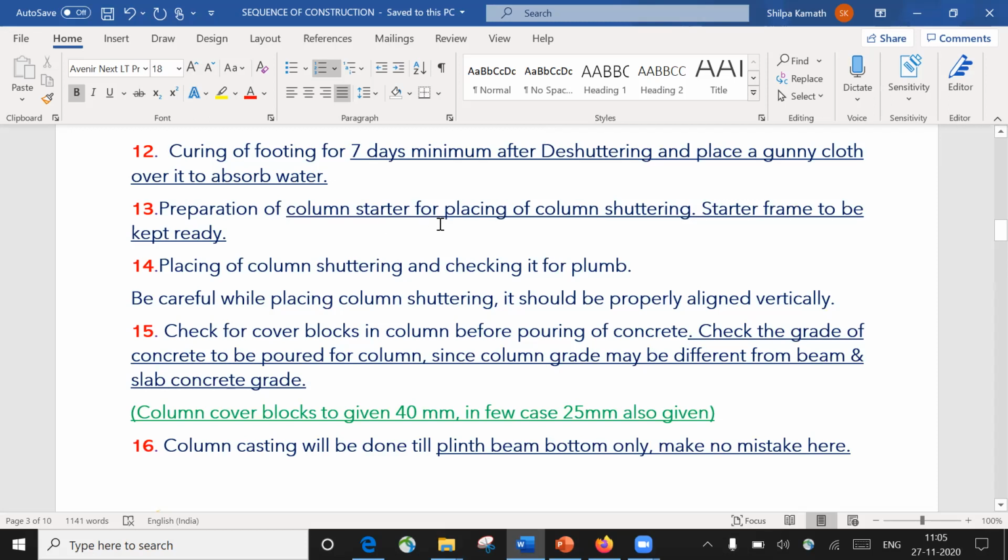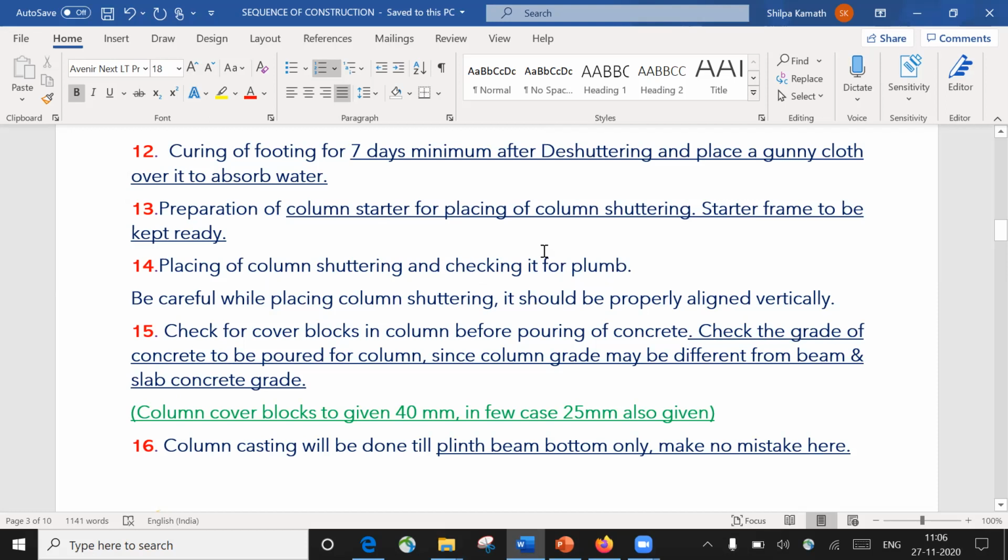Once you put the column starter, only then you can keep your column shuttering. Otherwise it will be difficult for you to align the column shuttering. That is why we put a starter concrete of usually 75 or 100 thickness, so that it will act as a base for that particular shuttering. So this starter frame is to be kept ready. Let us say you have a 200 by 300 size of column. The starter frame also will be 200 by 300, that we are going to place into that particular column, and then we are going to put the starter concrete.